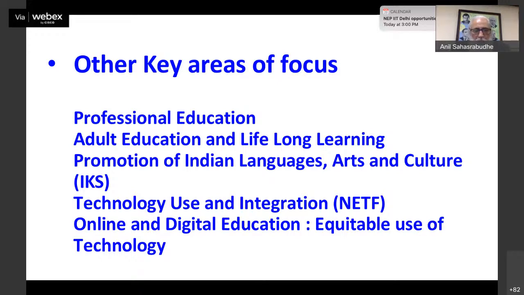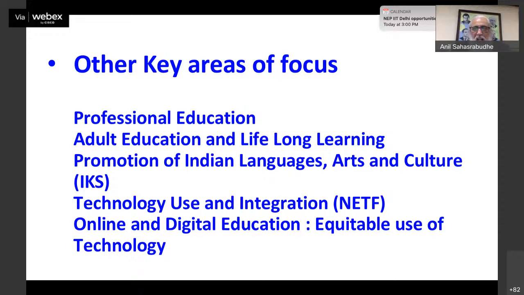This is very important. Next one is about promotion of Indian languages, arts and culture, and a division to be set up as Indian Knowledge System, which was already set up in fact prior to even the policy coming into existence. But there is a committee which has been constituted for Indian languages, to take care of all the languages. Some of the languages unfortunately are dying. How do we keep them alive?